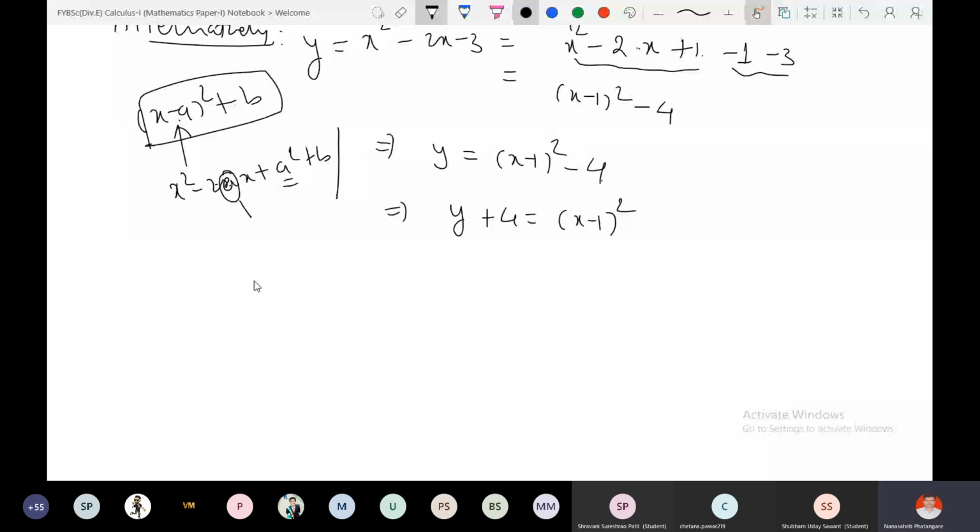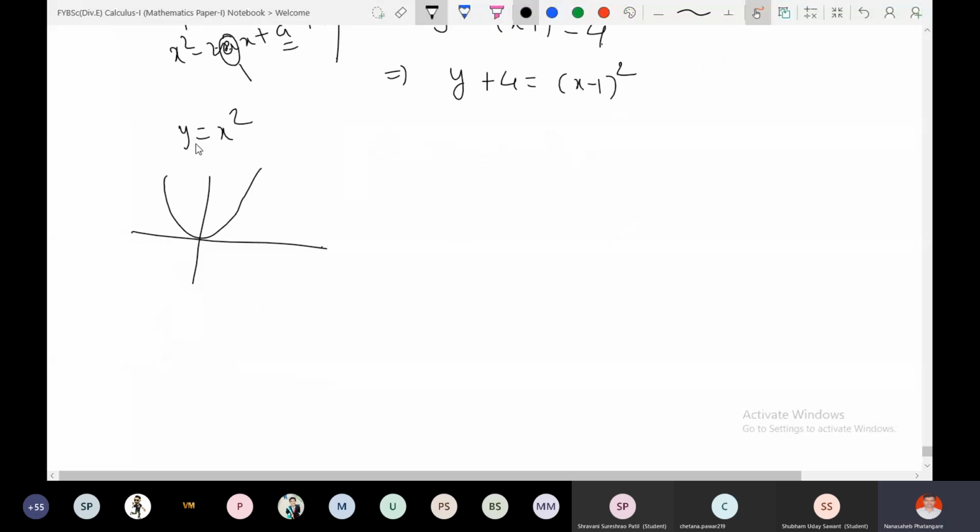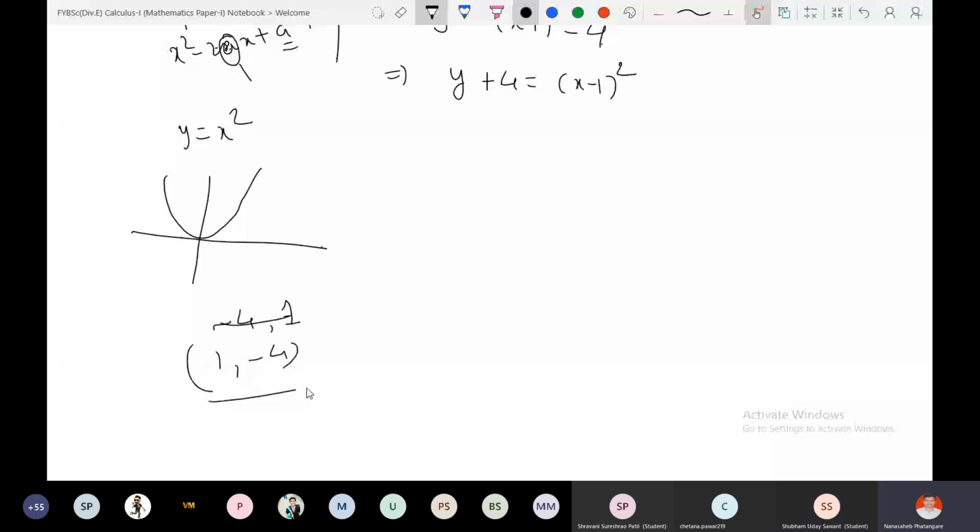Now, you know what is a parabola y is equal to x square? Do you know this parabola? y is equal to x square. All of you know this, right? This is a parabola y is equal to x square. Now, what is the vertex of this parabola, right? 0, comma 0. Now, if I shift my vertex to 1, comma minus 4, what will I get?